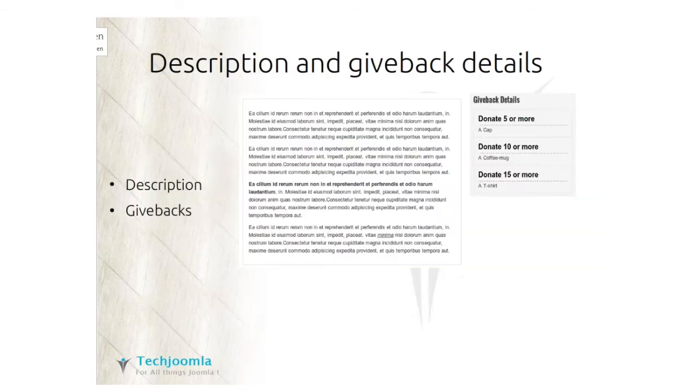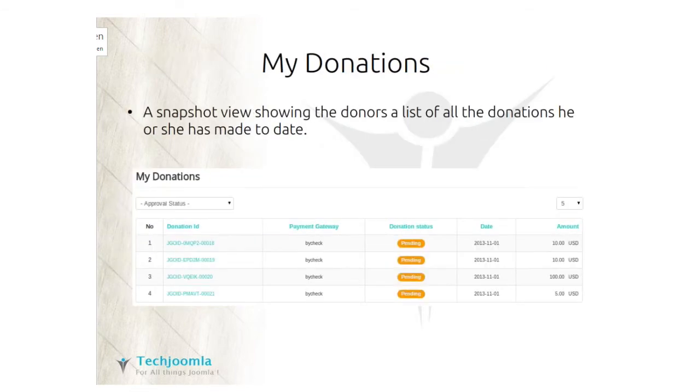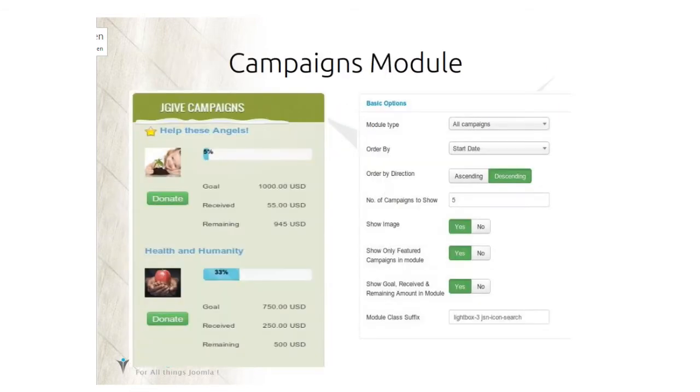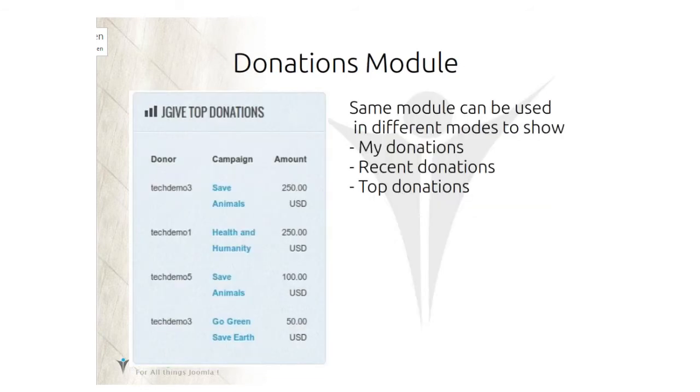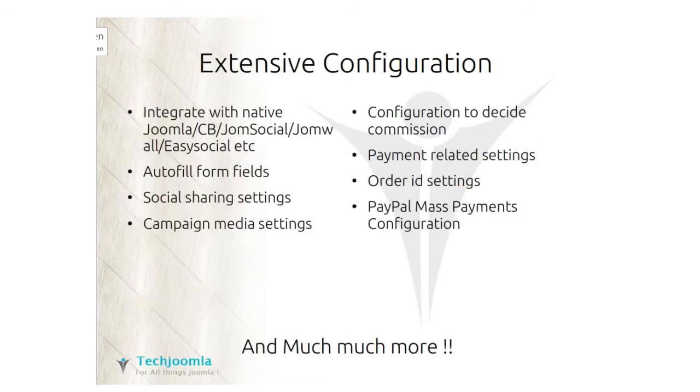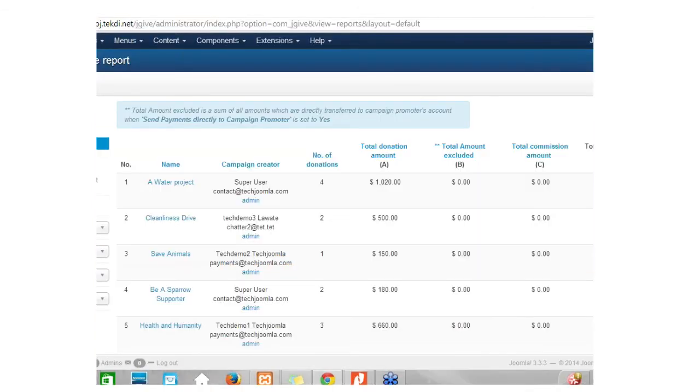So I'm running through the slides that we have already seen in the demo, so that we don't lose time there. You'll see that this screenshot is actually showing some givebacks. So donate 5 or more will give you a cap and things like that. So these are all the various reports, modules, and we have a lot of extensive configuration. So I'll show you the kind of configuration we have. I'll just switch back to the demo to take you through the configuration.